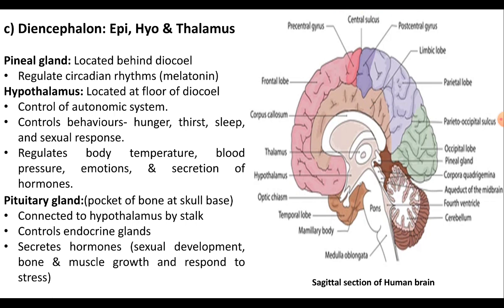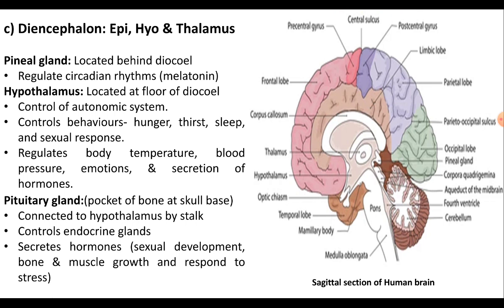The dorsal surface of the diencephalon, which is called the epithalamus, possesses the pineal gland, where this pineal gland is located just behind the diocele. This plays an important role where it regulates the circadian rhythms, meaning it controls the biological clocks by secreting the hormone called melatonin.